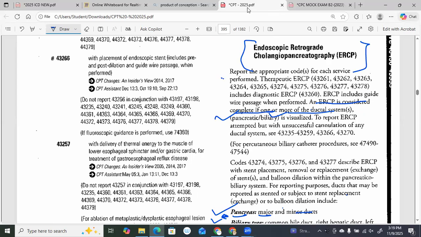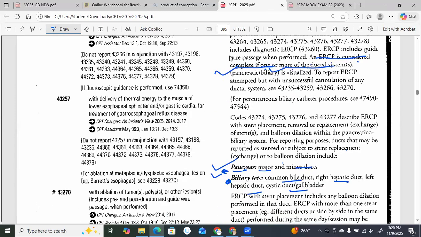So our ERCP code starts from here. It is mentioned that we have to consider ERCP complete if one or more ductal systems have been reviewed, and the ductal systems are either the pancreatic ductal system or the biliary tree. So in our case, the biliary tree has been reviewed, so we are going to consider the ERCP complete. Now let's move back to the question.